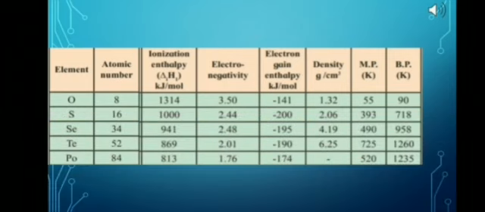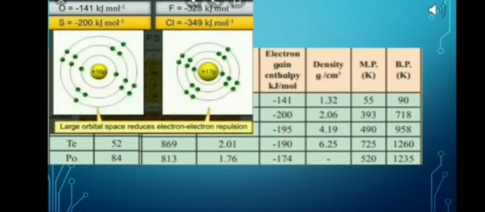Now, if you see the electron gain enthalpy, you all remember what is electron gain enthalpy? It is the enthalpy change that takes place when an electron is added to an isolated gaseous atom in its ground state. It is called electron gain enthalpy. Here, the electron gain enthalpy may be positive or negative depending upon whether the process of adding an electron is endothermic or exothermic. If you remember, we have seen that the elements of group 17 have high negative values of electron gain enthalpy.